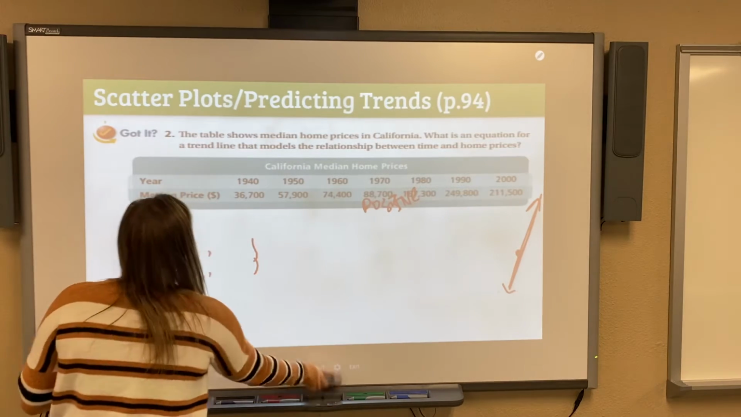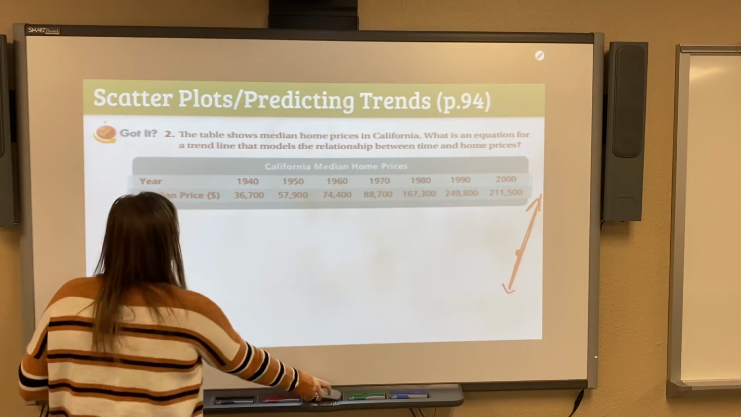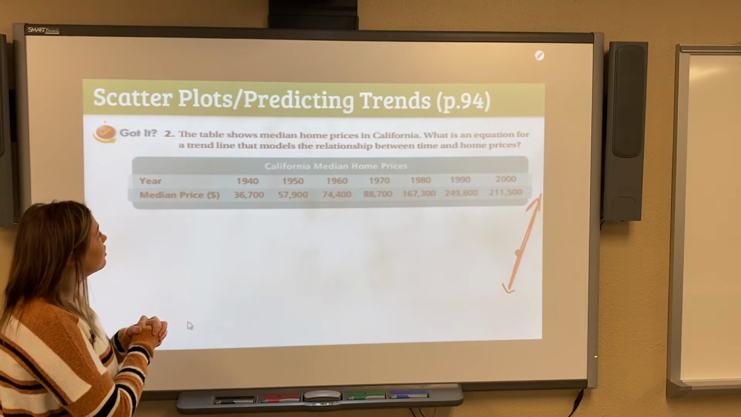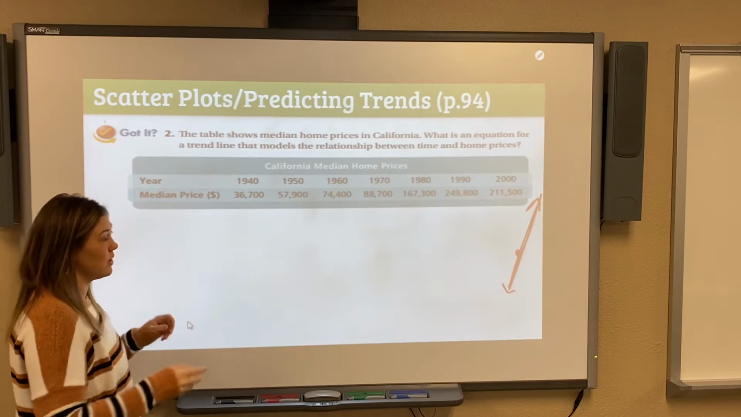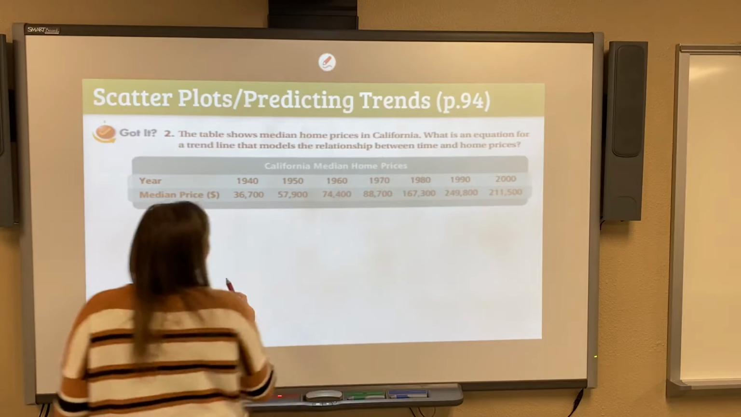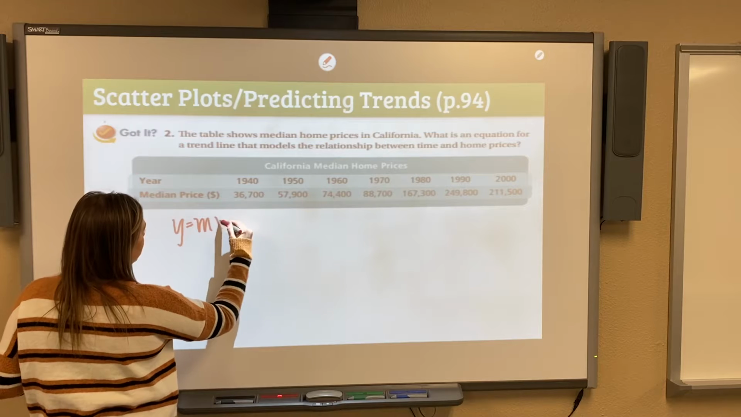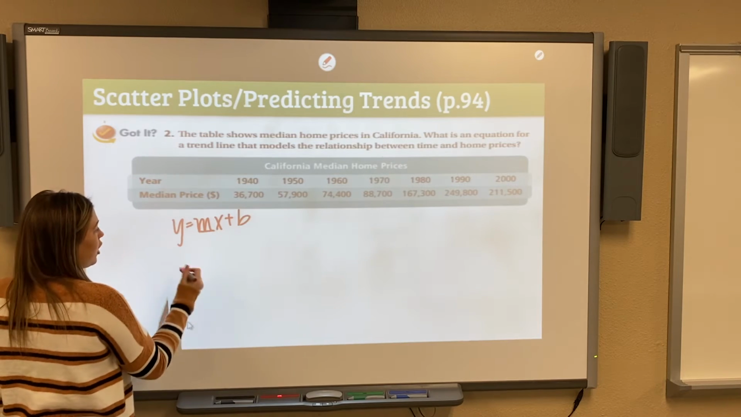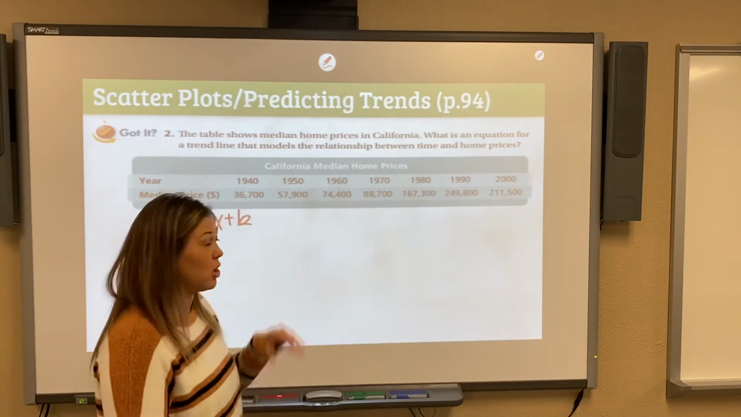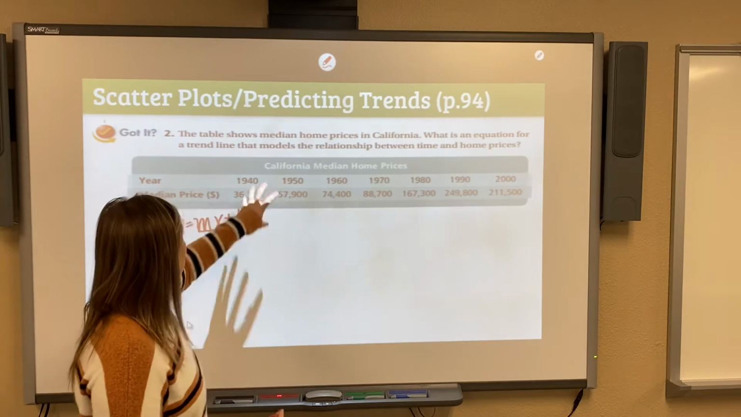So here, we're going to make an equation. It says, the table shows the median home prices in California. What is an equation for a trend line that models this relationship between the time and the home prices? We need to find an equation for the line, which is y equals mx plus b, m being our slope and b being our y-intercept, our starting point. What is the starting median value? It's going to be right here.